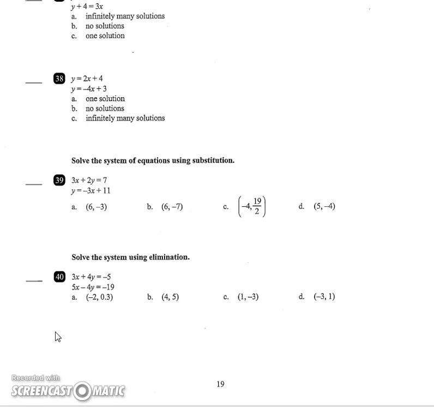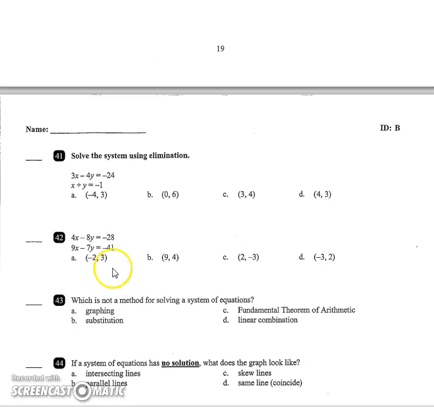Numbers 39 and 40, you're going to be asked to use substitution to solve this linear system. Notice y is already solved, a variable solved by itself. And in number 40, solve the system using elimination. And notice your x's are lined up, your y's are lined up, your constants are lined up, so you should be able to eliminate. 41, solve the system using elimination.